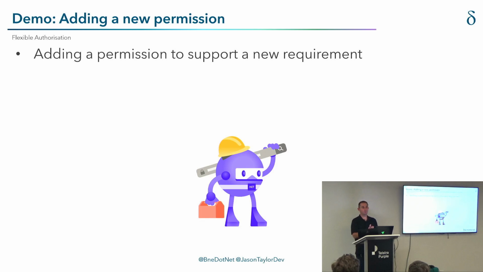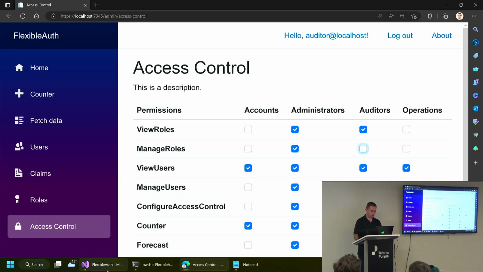So let's try one more demo for flexible authorization. Let's add a new permission to support a new requirement. And that requirement is that some users can view access control, some users can configure access control. So we'll go to our code base.